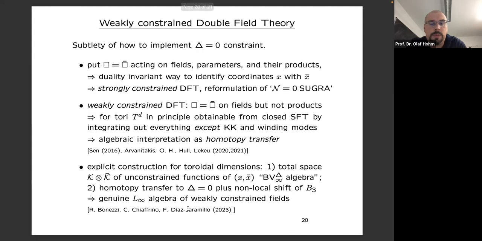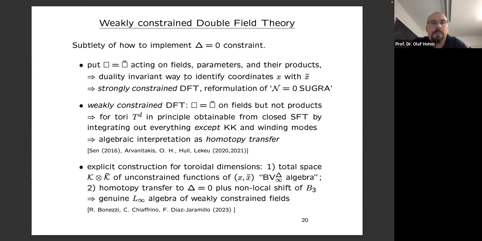Okay. So yeah, this is just one slide on this thing called weakly constrained double field theory. There's a subtlety in the way you implement this constraint delta equals 0. I was just saying before, well, we go to that subspace delta equals 0, but delta is a second order differential operator. What exactly do you mean by this? Operationally, the simplest way, which is what I've used so far, is just to say, well, whenever I have box or box bar, I identify them when they act on any fields, gauge parameters, or any objects in the theory, and very importantly, also on their products.